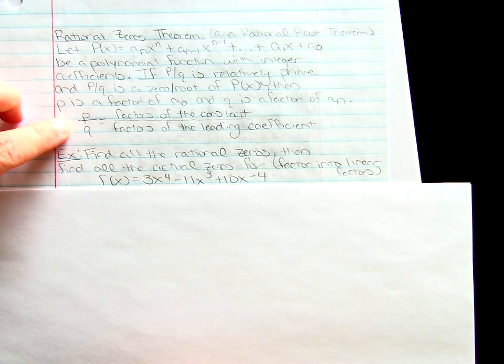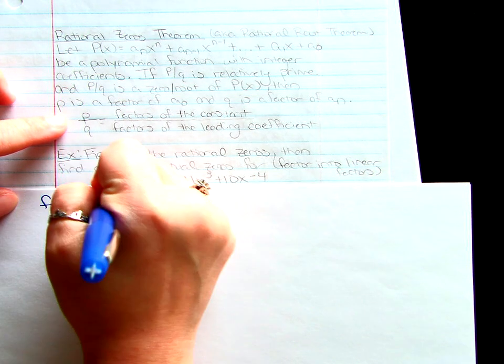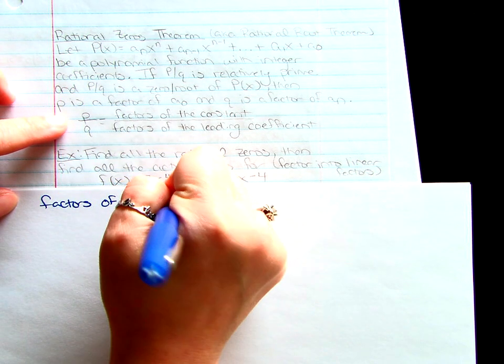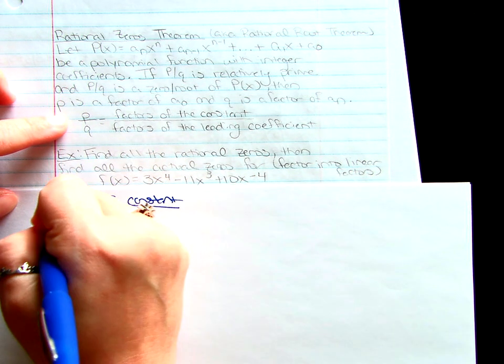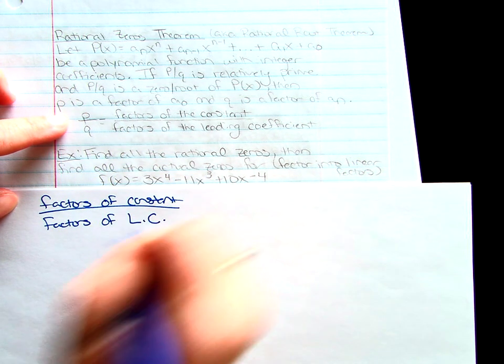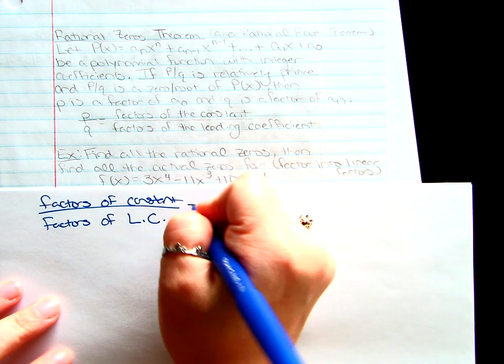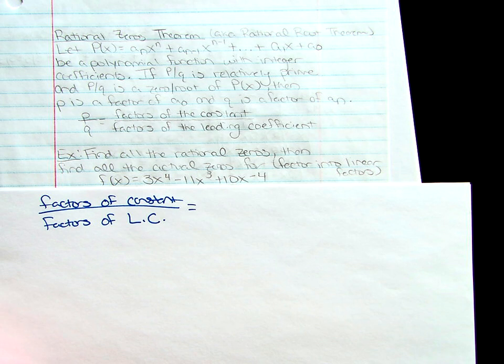We're going to list the factors of our constant over the factors of our leading coefficient. And I'm going to shorten leading coefficient to LC. So what is our constant term for this polynomial function? -4. Okay, -4. So what are the factors of 4? 2, 1, and 4.